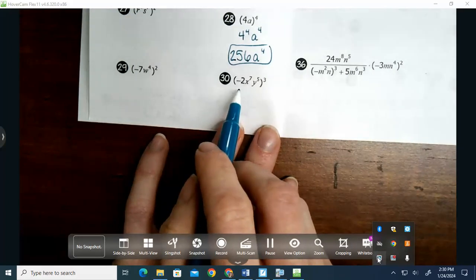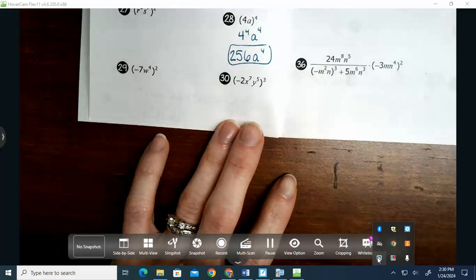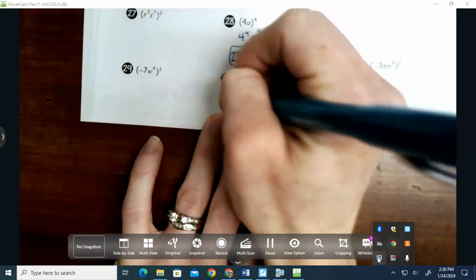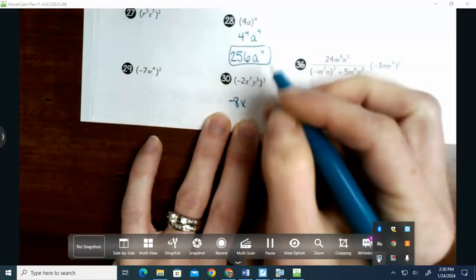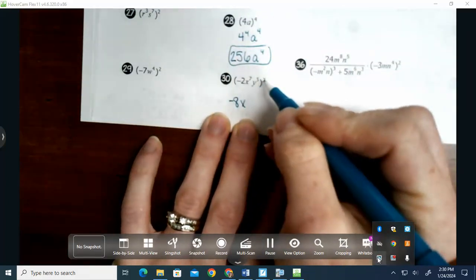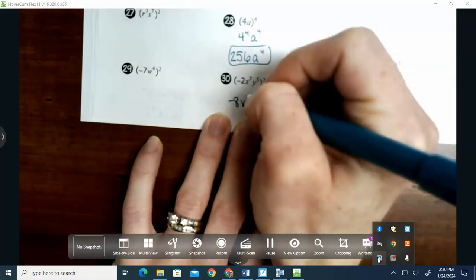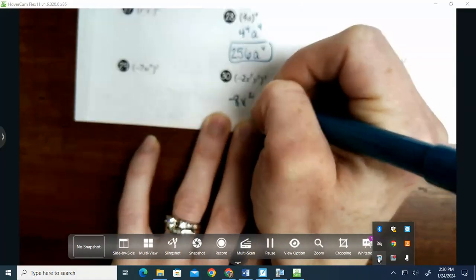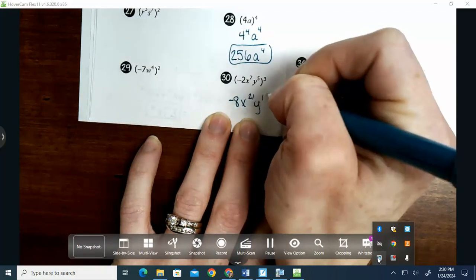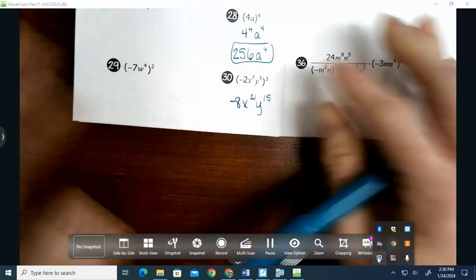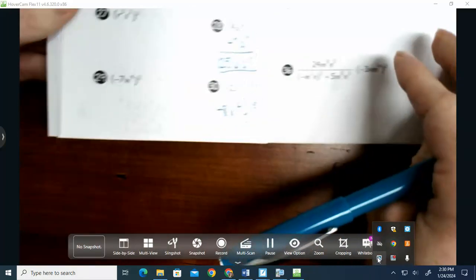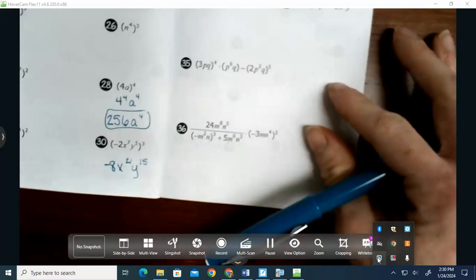What is negative 2 to the 3rd? All right, and then with your variables, what do we do with these exponents? Multiply. So it becomes x to the 21st and y to the 15th. All right, let's look at 34.